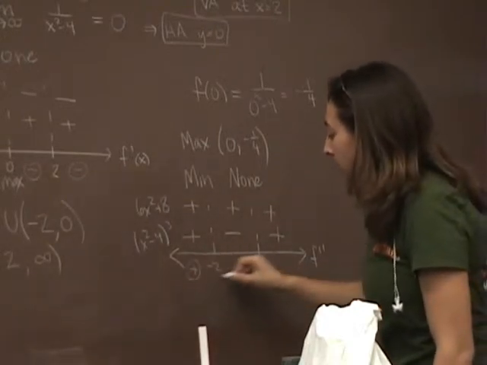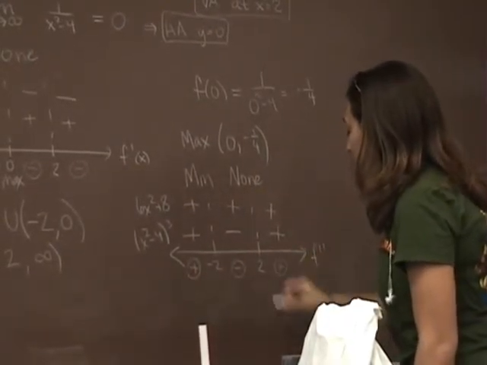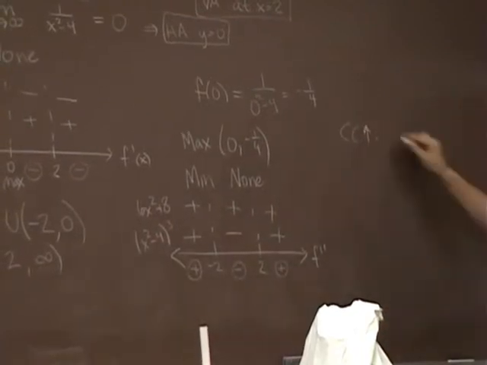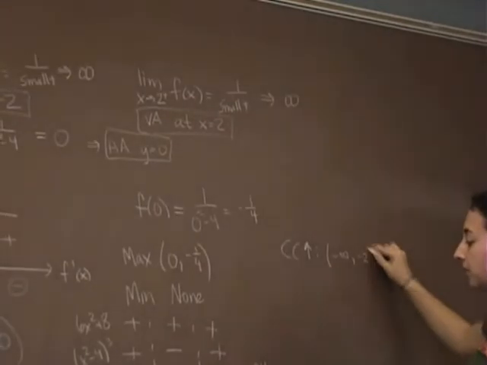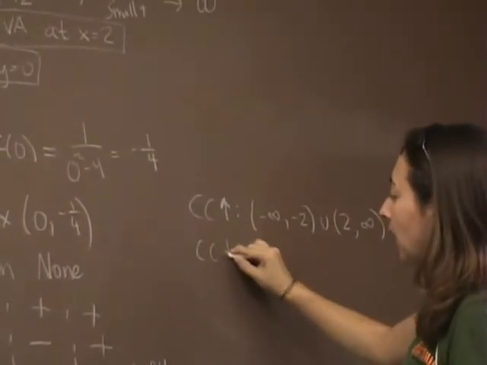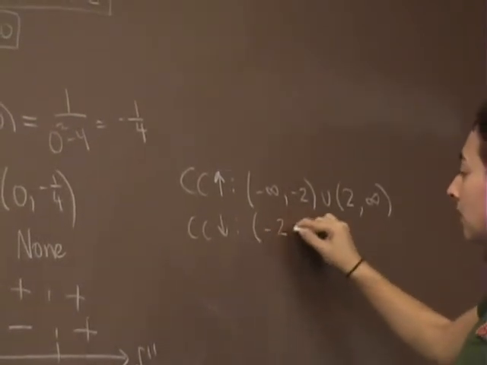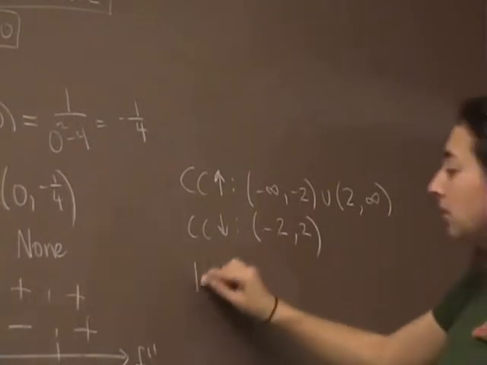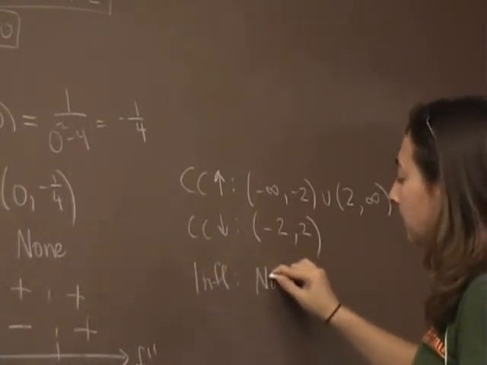Division, I go from the positive and negative to the positive. So where am I concave up? Negative infinity to negative 2 union 2 to infinity, and I'm concave down from negative 2 to 2. Do I have any inflection points? I have none.